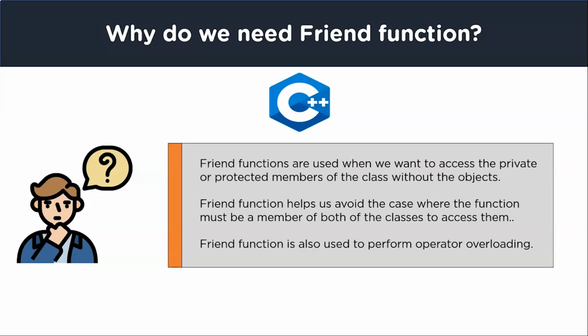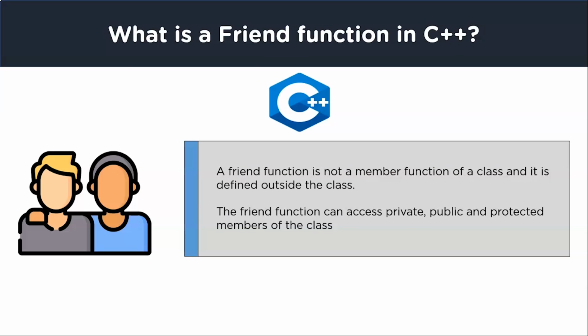Now, let's understand what is a friend function. A friend function is not a member function of the class, and it is defined outside the class. And we know outside members cannot access the class data, but the friend function can access those private, public, and protected class data, because the friend function is friendly with the class.